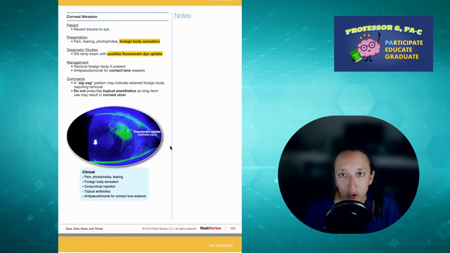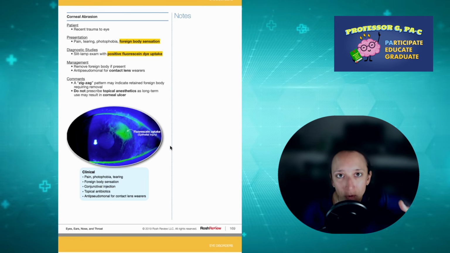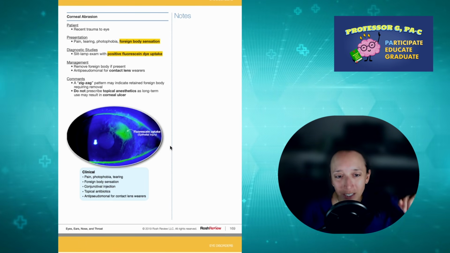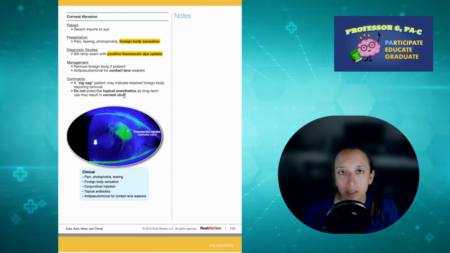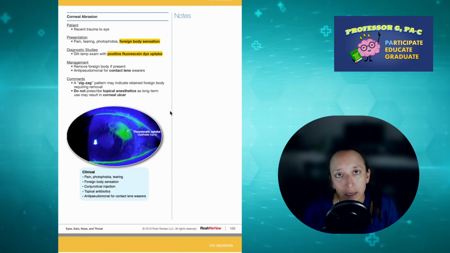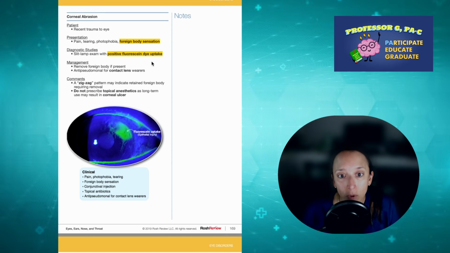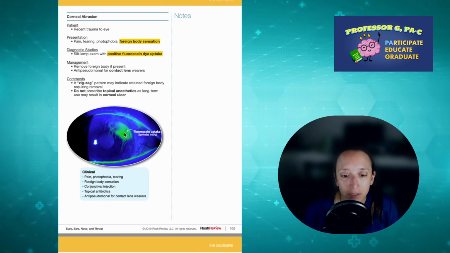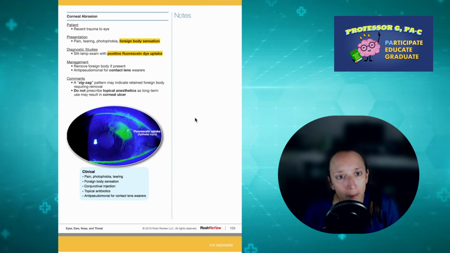So we'll have a history of recent trauma to the eye, either a scratch or contact lens use, or a baby that scratches their eye and is fussy, and we'll have pain, foreign body sensation, tearing, photophobia. The diagnostic test of choice is going to be using a fluorescein stain, either with a slit lamp or a Wood's lamp, and we'll see uptake of the stain in the area that is scraped. You can think of it as like a scrape on your eyeball.